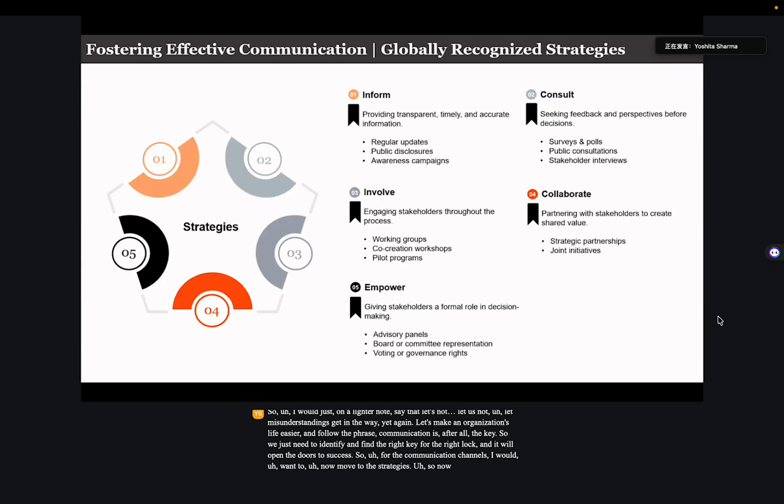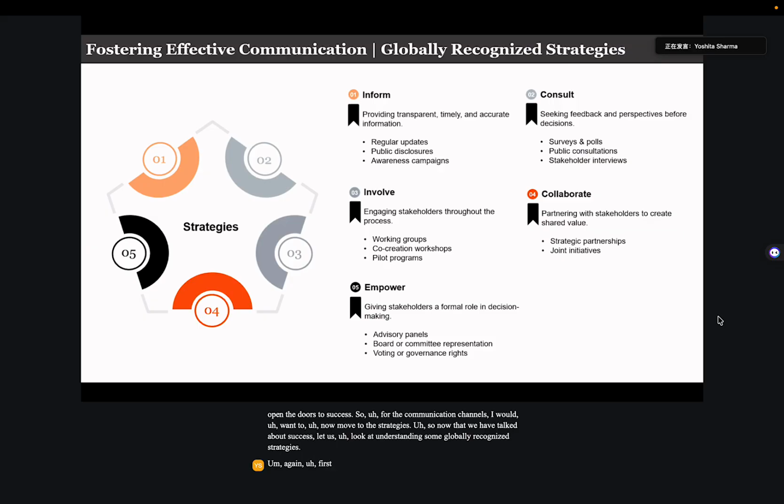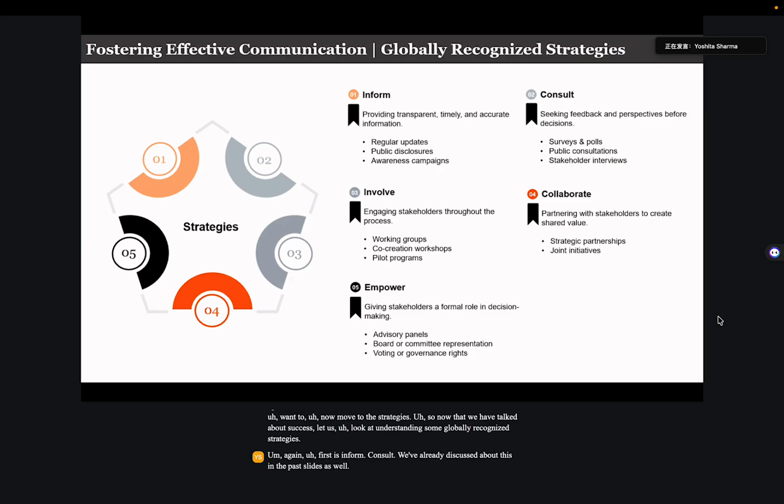For the communication channels, I would want to now move to the strategies. Now that we have talked about success, let us look at understanding some globally recognized strategies. Again, first is inform, consult. We've already discussed this in the past slides as well. We have involve, collaborate, and empower.